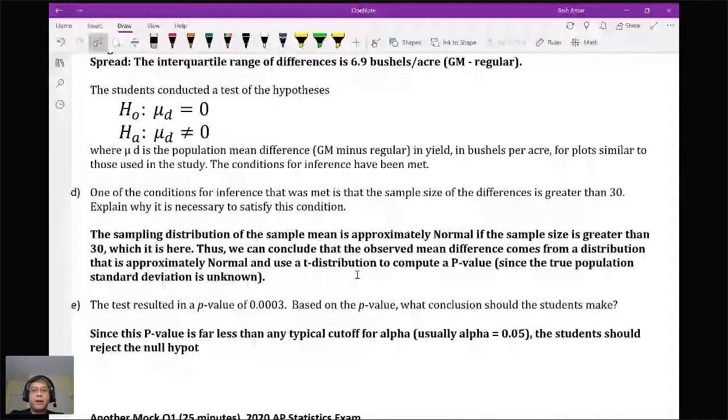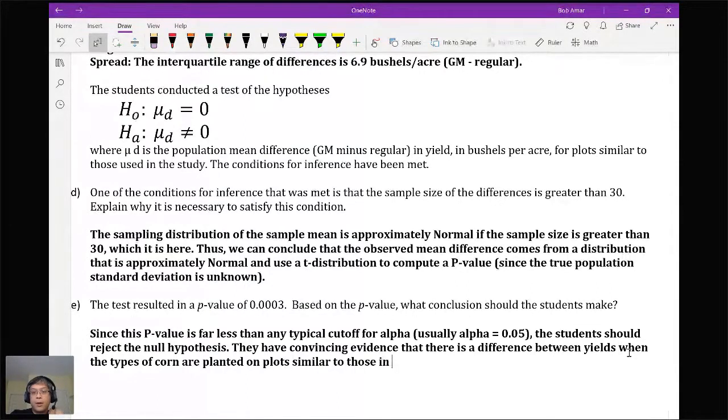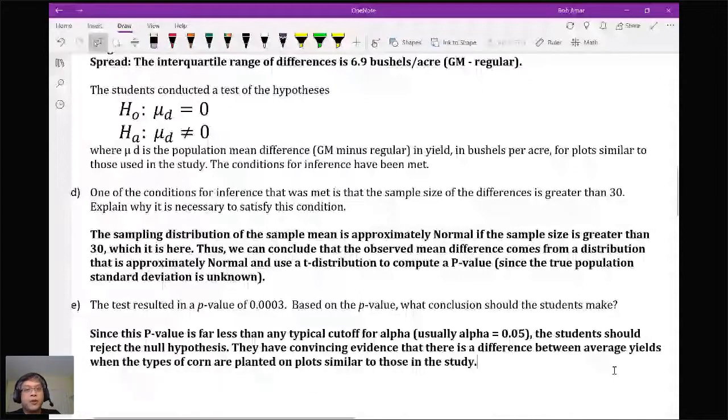They have convincing evidence that there is a difference between the average yield when the two types of corn are planted on plots similar to those in the study. And let's do average here, or mean, just to indicate that we know what the parameter is.